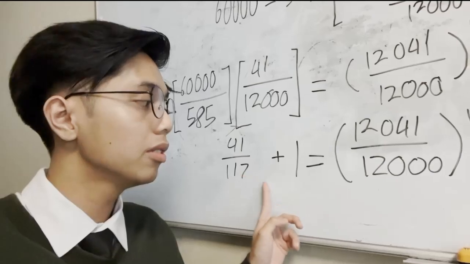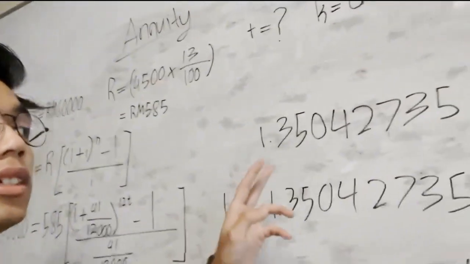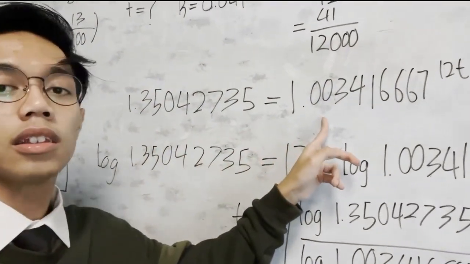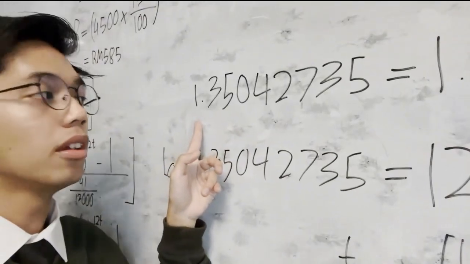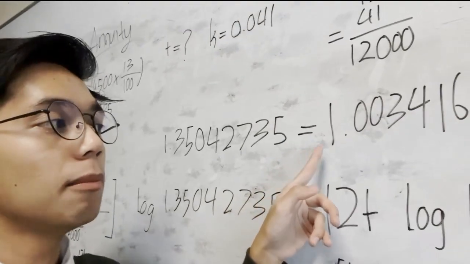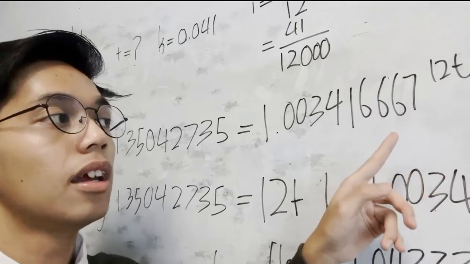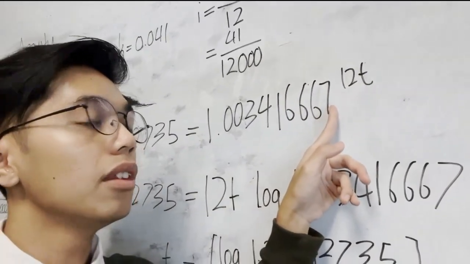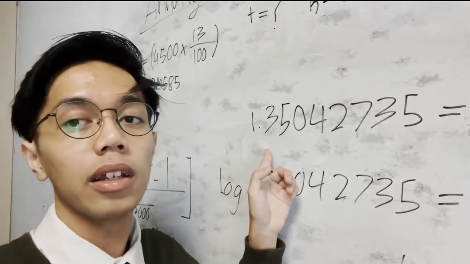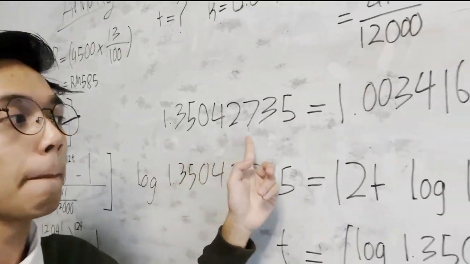Okay, so to continue this part, in this question we use the log method. This is the answer after we directly find it in the calculator. It will become like this: 1.35042735 and 1.003416667 power 12t. But the calculator gives it in fraction, so we need to change the fraction into decimal point like this.